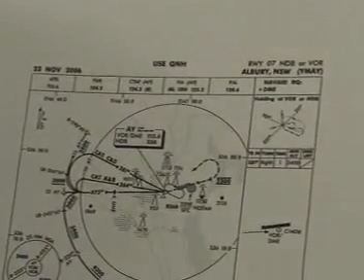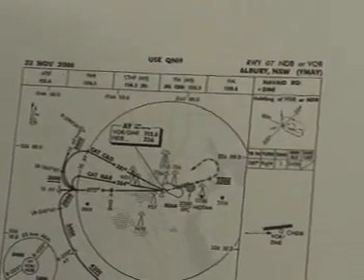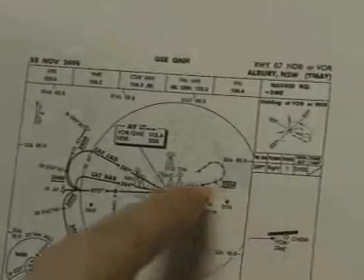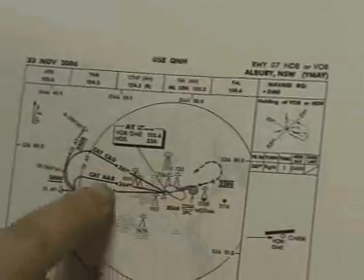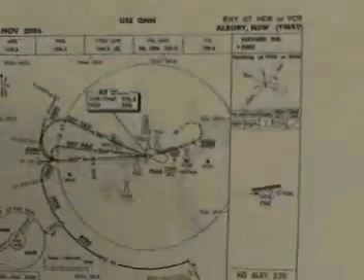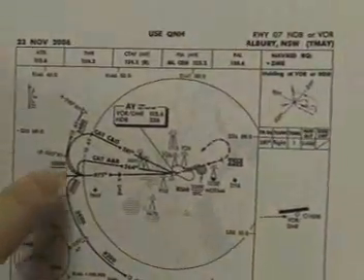You see here we have category arrivals, C and D, A and B. We also have a DME arc arrival.